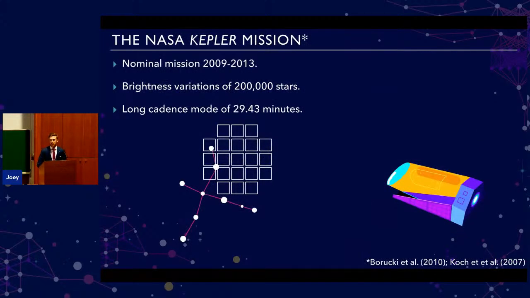The reason we can now do this kind of study is thanks to the NASA Kepler mission. What Kepler did is stare at a patch of the sky for 4 years. It is just above the Cygnus constellation, just above the galactic plane. Here it has measured the brightness variation of about 200,000 stars, taking a measurement every 29 minutes or so.